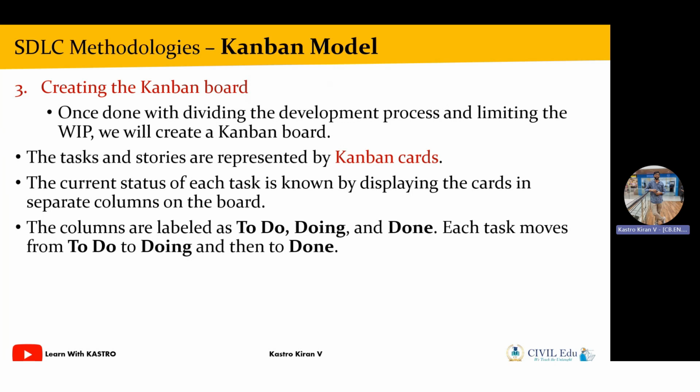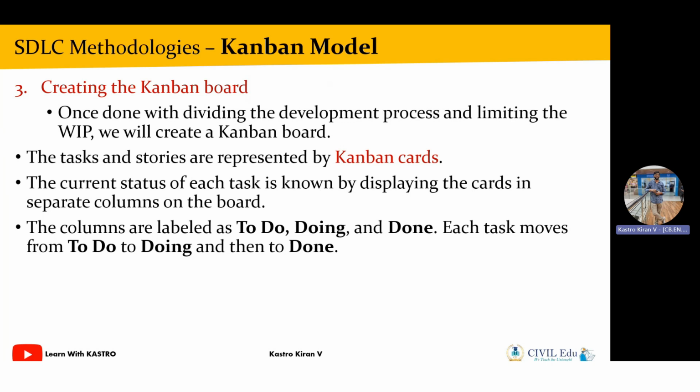So all the tasks that we need to do, we are going to list out in the to-do category. And once we finalize the list of tasks, then we will move some tasks which are in progress into the doing category. Now, whatever tasks are completed in the doing category, we will move all those completed tasks into the done category.